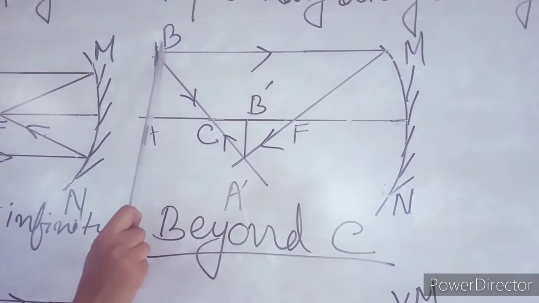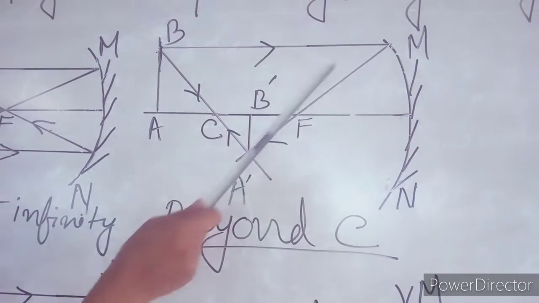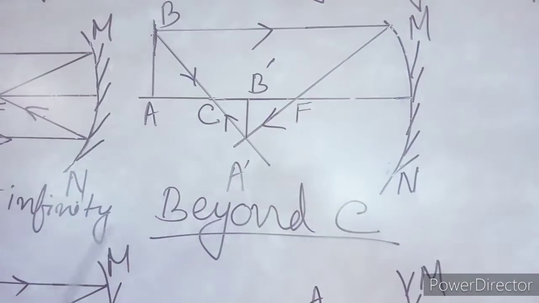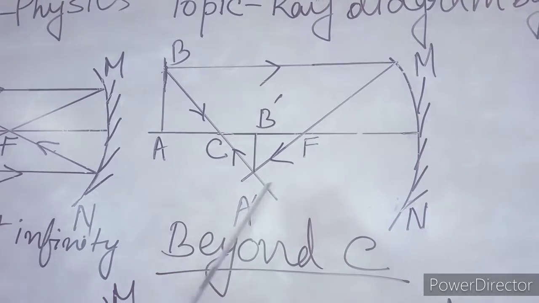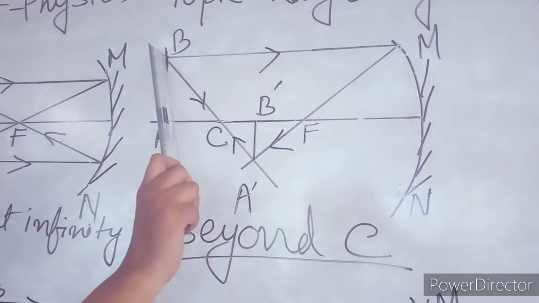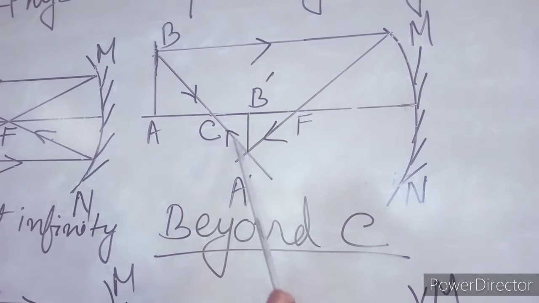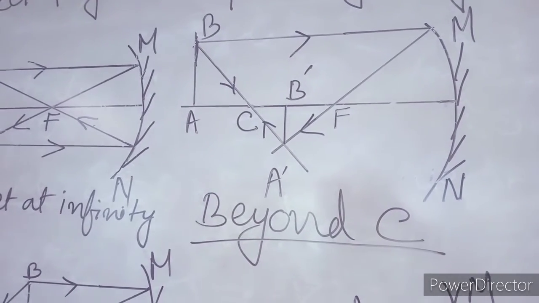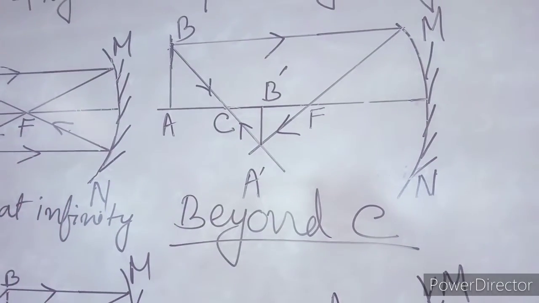One ray is coming from here. It is parallel to the principal axis. After reflection it will go through the focus. This is the focus, so it will go through the focus. This arrow represents the incident ray and this arrow represents the reflected ray. Another ray is coming from the same point, passing through the center of curvature and returning back through the center of curvature, according to the rules of drawing ray diagrams. When a ray passes through C, it again returns back through the same path.